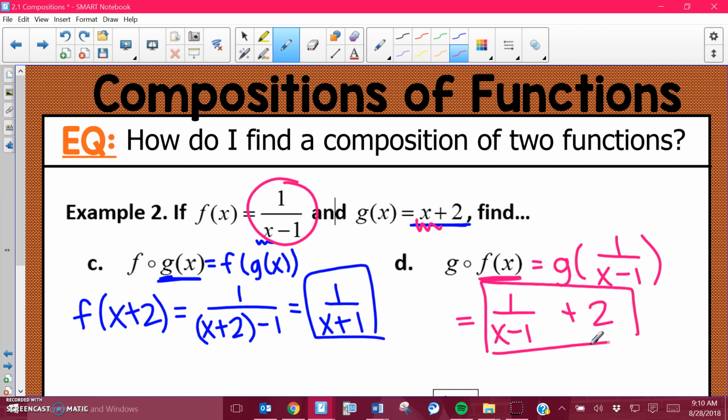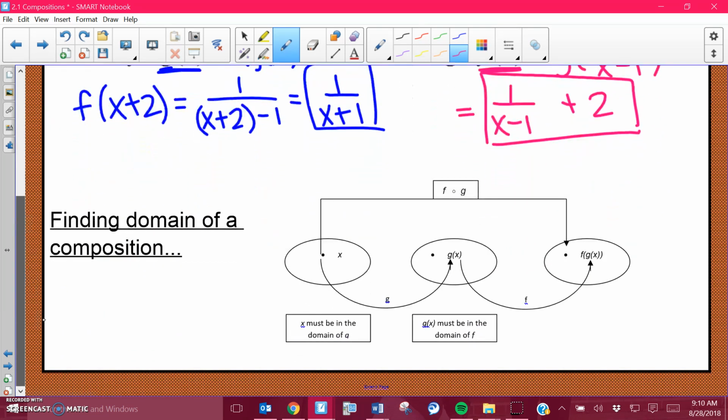This is fine. The one thing here is I know that these functions aren't commutative, because I didn't get the same answer when I plugged them into each other. When I did f of g of x, I did not get the same thing as g of f of x.